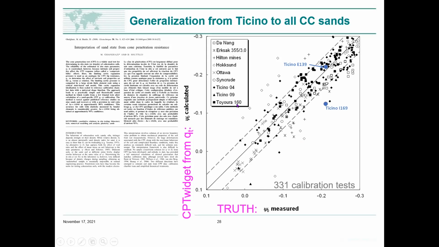He's put the QT into the widget. So he's run the widget for the various, if this is a diamond, that's Hokksund sand. He's got a calibration for Hokksund sand. So he's run the widget using Hokksund calibrations, put in that QT, turned it into Q, and said, okay, I've now got a state parameter calculated. So we're comparing the entire inversion process here. So truth is what the lab says, and this is what we get from the full inversion.